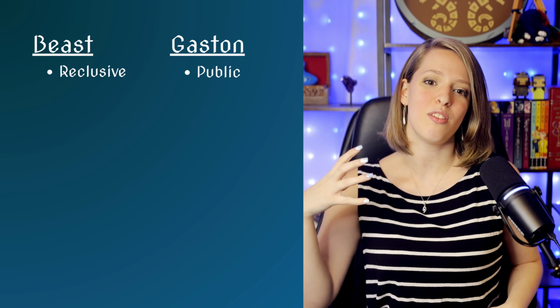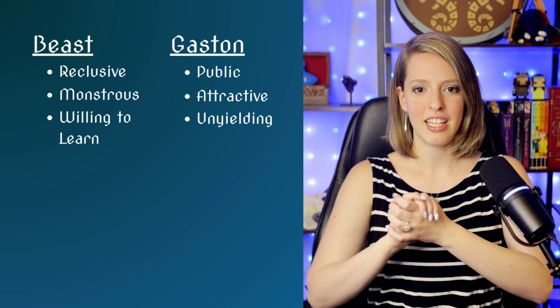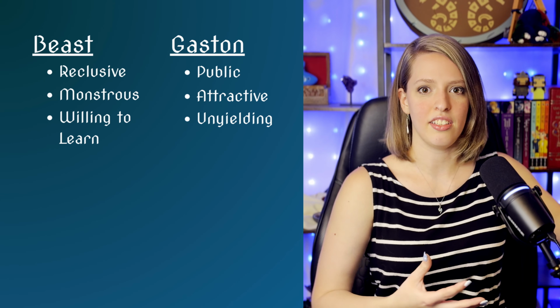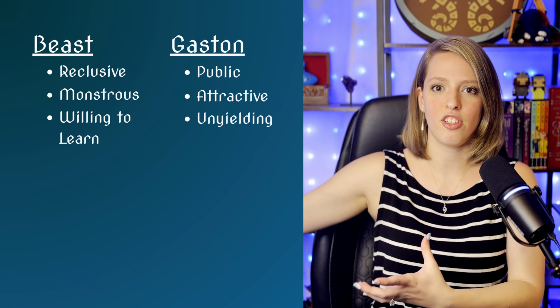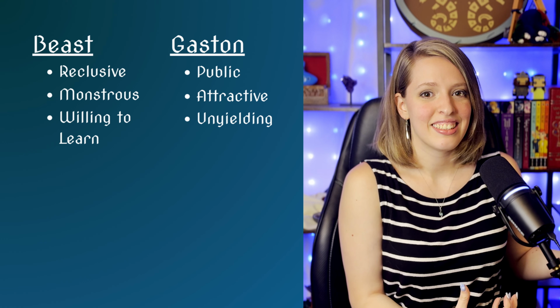How are these two foils? Where Beast is reclusive, Gaston is very public. He's boisterous. He's like, look at how fabulous I am. And the Beast, he hides. Even though everyone knows him, even though he's technically a prince, he hides from all his servants at the beginning of the story. Gaston is very attractive. The Beast is monstrous. Gaston is unyielding, where the Beast is willing to learn.